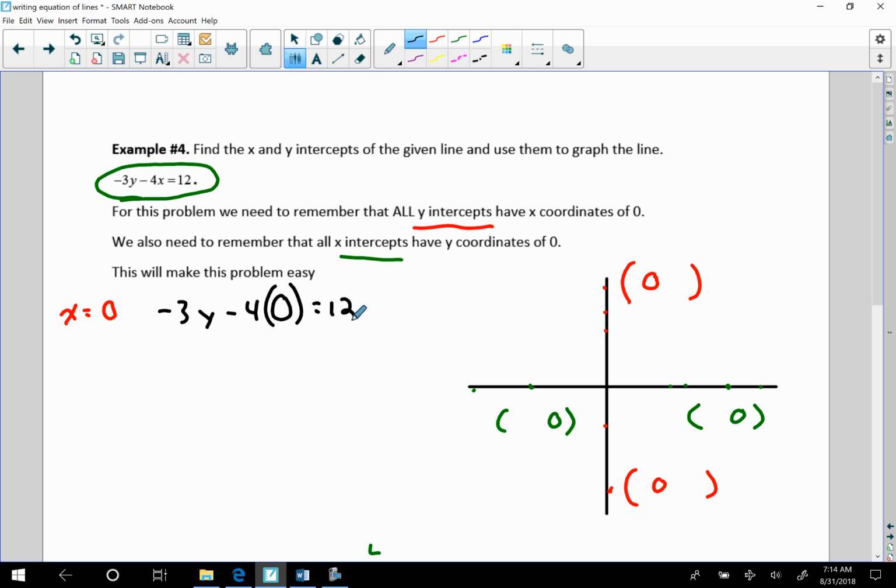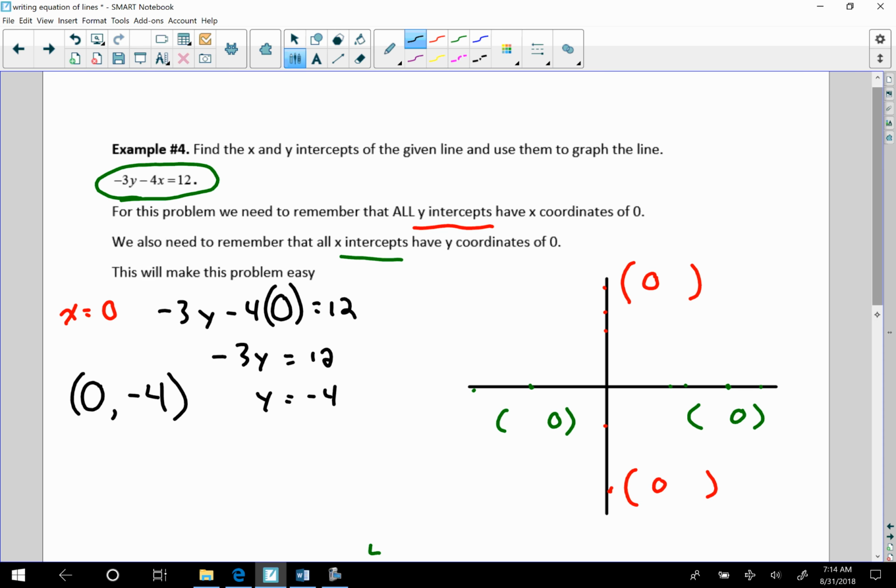I'm going to put 0 in for x, and look what I have. Negative 4 times 0 is 0, and I simply have negative 3y is equal to 12. That says that y is equal to negative 4, dividing by negative 3. And so this is going to be my y-intercept, 0, comma, negative 4.